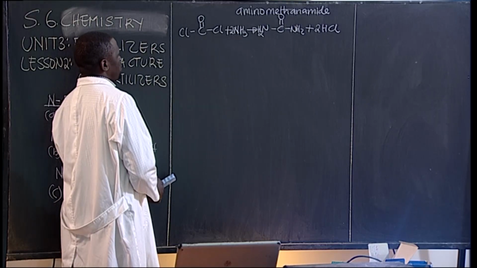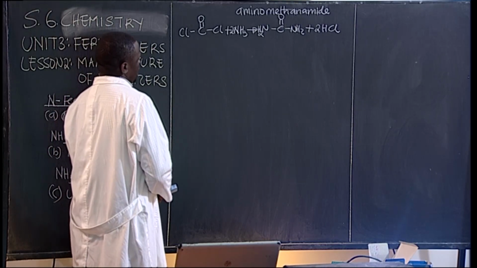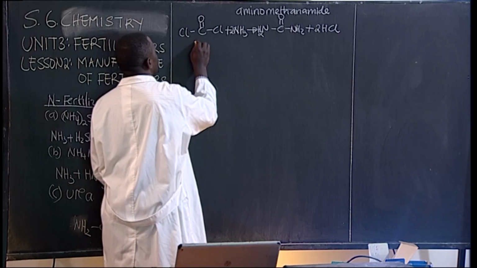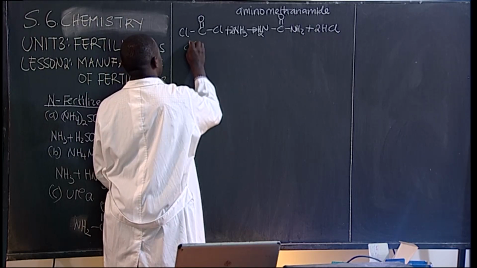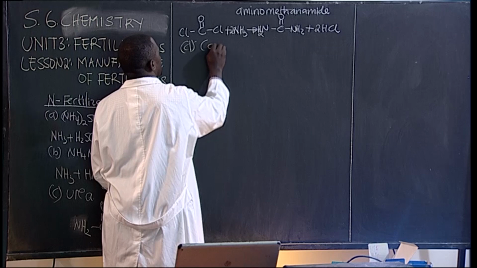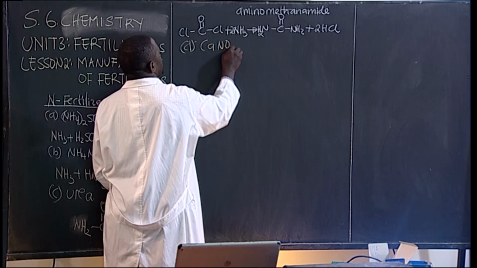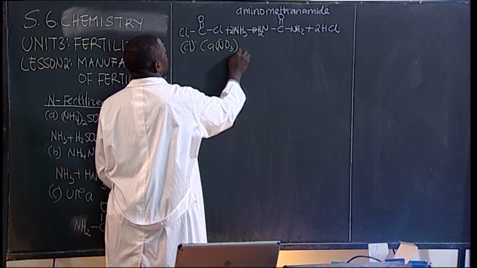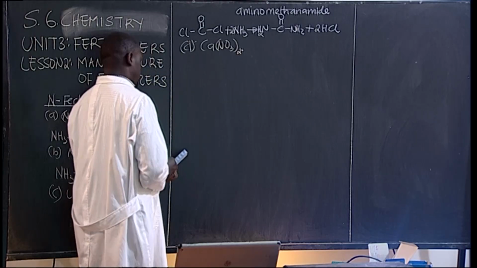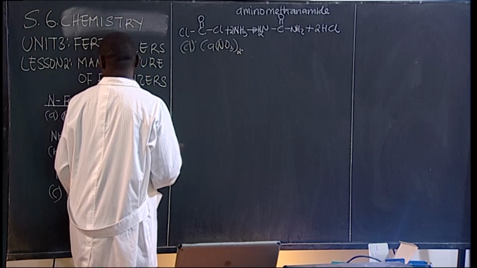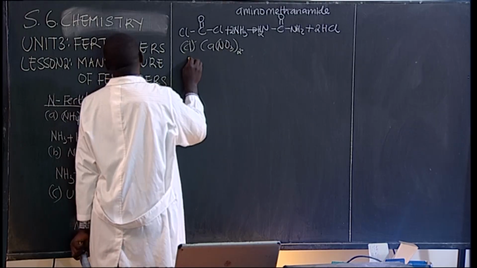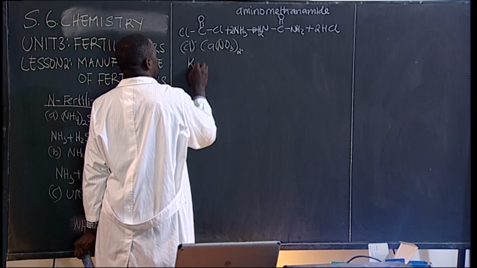Another example of a nitrogenous fertilizer can be calcium nitrate. Calcium what? Nitrate. But this one is obtained as a byproduct from different ways. Then we are also going to be talking about how to obtain the potassium fertilizers.